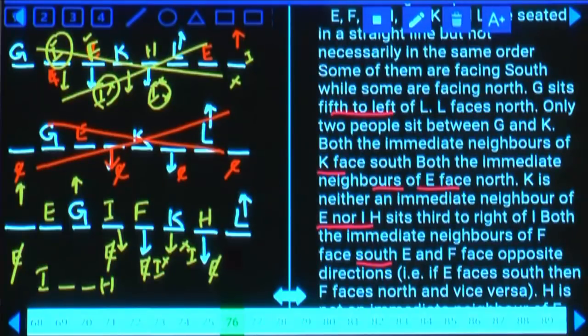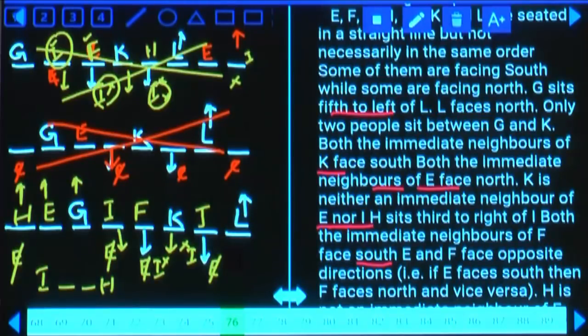Here H cannot be at this place, because if H is here, then H is seated to the left of I rather than right. Hence H must be at this place, at this corner. And if H is here, H sits to the right of I is valid. Then who is the person left over? J is the person left over, J must be here. And E and F face opposite directions, F is south and E is facing towards north. And this is how these 8 persons are seated in a row.